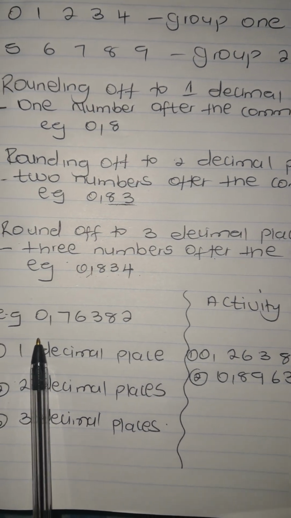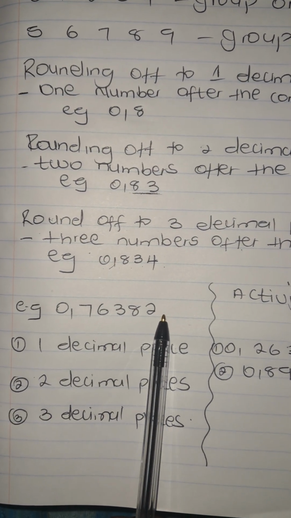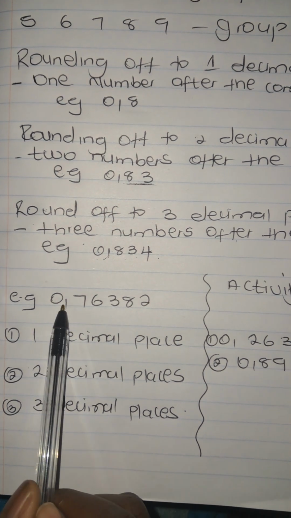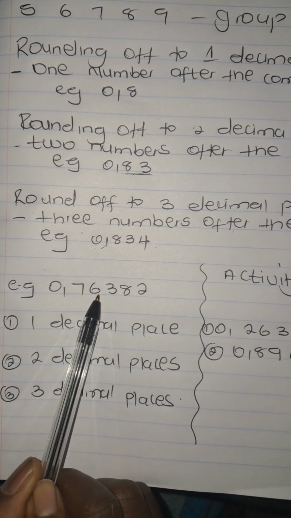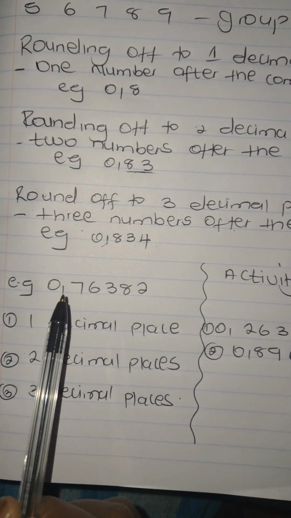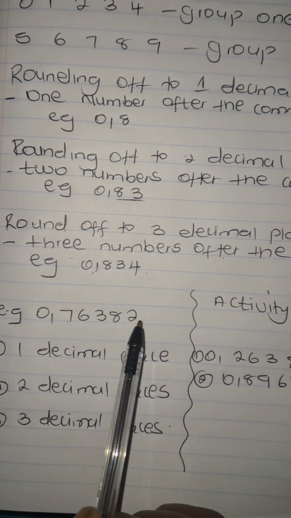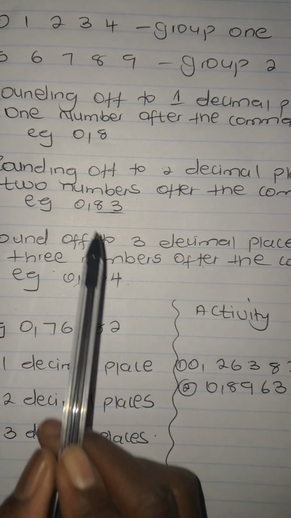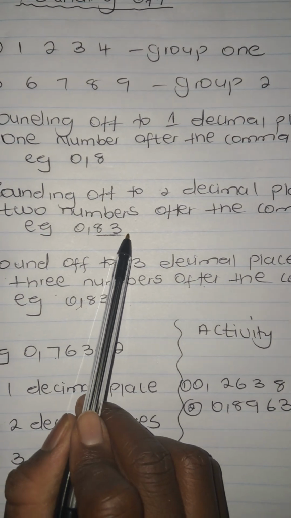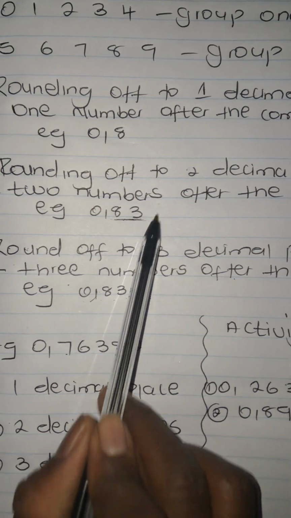So let's take, for example, I give you 0.76382. Now, remember, guys, you cannot read it as 0.76,382. These are decimals, so you read them as 0.7, 6, 3, 8, 2, because we've seen learners who say 0.83. You cannot do that. It's not 0.83.